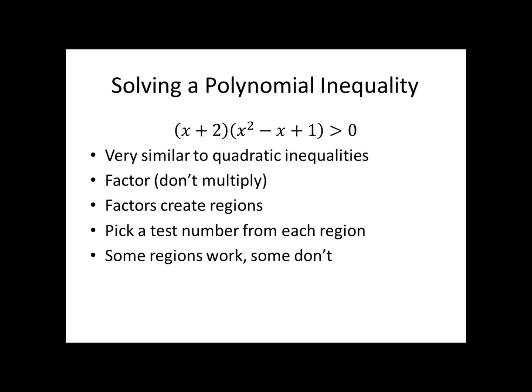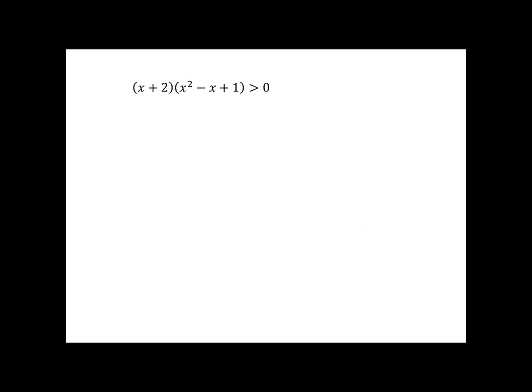Now, sometimes they give you a complicated looking polynomial like we see here, x plus 2 times the quantity x squared minus x plus 1. Sometimes they'll give it to you totally factored out. When they give it to you factored out, don't ever multiply it together. Don't ever do it. You want it factored out. Don't multiply.